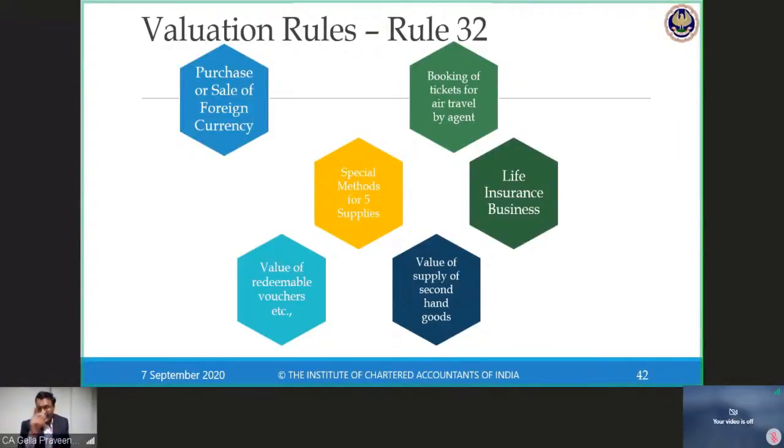Now, I wouldn't say 1 or 2 is a pet question for the examiner. All these five are among the questions which are very frequently set in your examination. Not that it is complicated, but there's a lot of practice revolving around these 5 aspects. First, I'll come to foreign currency.